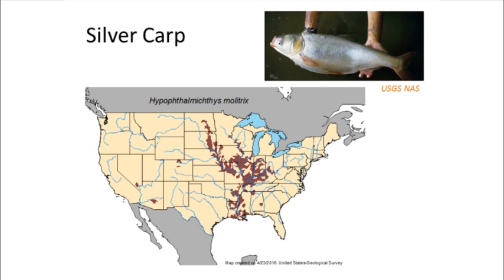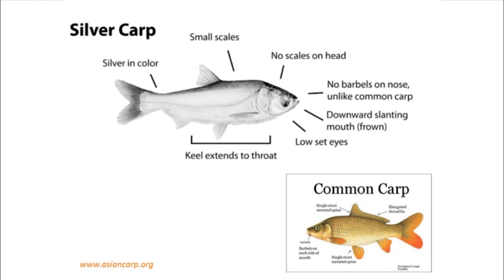They're typically a little bit smaller, but they can also get to these larger sizes. They're typically 40 to 60 pounds at their maximum, where the bighead gets upwards of 100 pounds. And then some of the characteristics, once again, no scales on the head. It's more of this silver color, but no barbels, and it has the downward slanting eyes as well, which distinguishes it from that common carp that you might see more often.